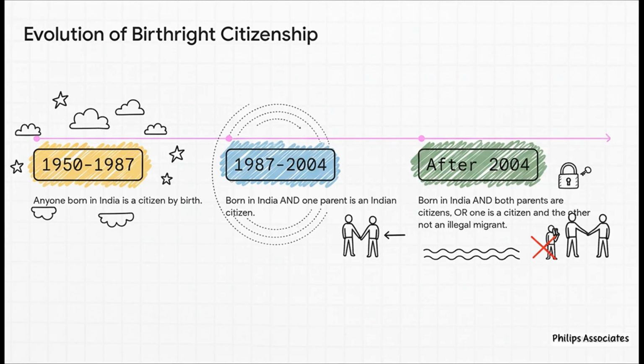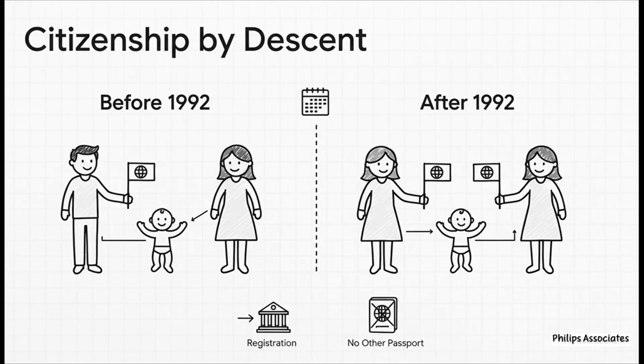And then, after late 2004, the rules got even more specific. You had to be born in India to 2 Indian parents, or have one parent who's a citizen and another who isn't an illegal migrant. So what about people born outside of India? Well, that's where Section 4, citizenship by descent, comes into play.